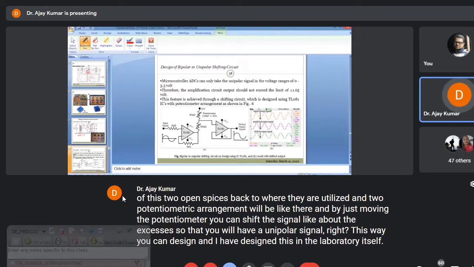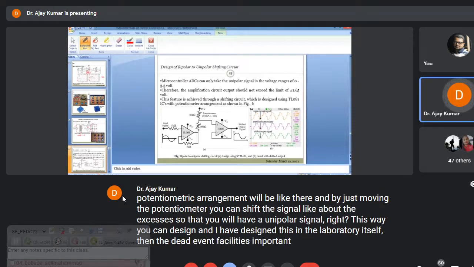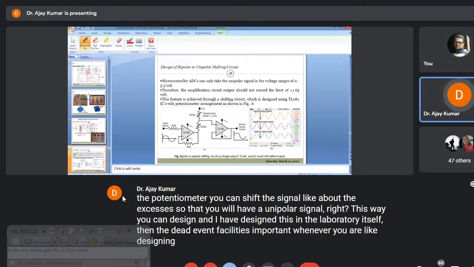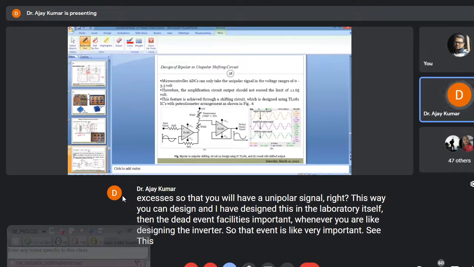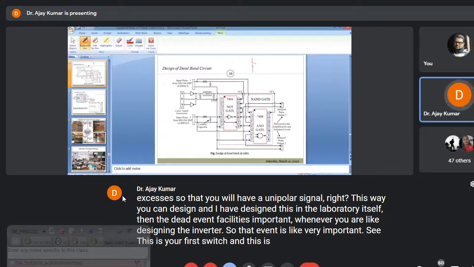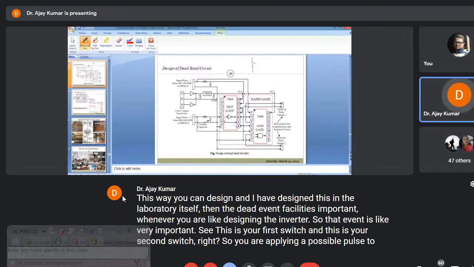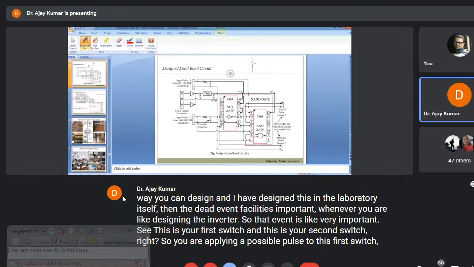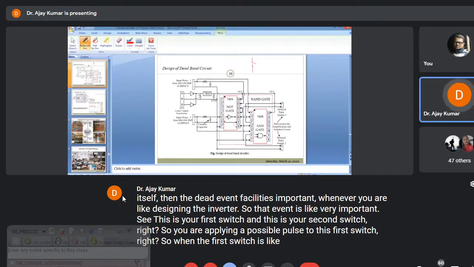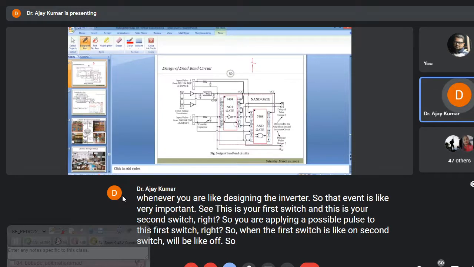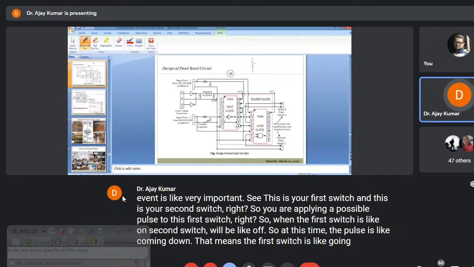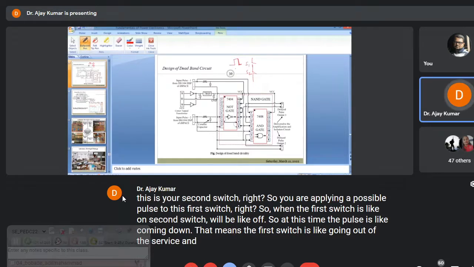Then the dead band facility is important. Whenever you are designing the inverter, the dead band is very important. See, this is your first switch and this is your second switch, right? You are applying a pulse to the first switch, right? So when the first switch is on, the second switch will be off. At this time the pulse is coming down, that means the first switch is going out of service, and after this time the pulse will be there for the second switch, right?